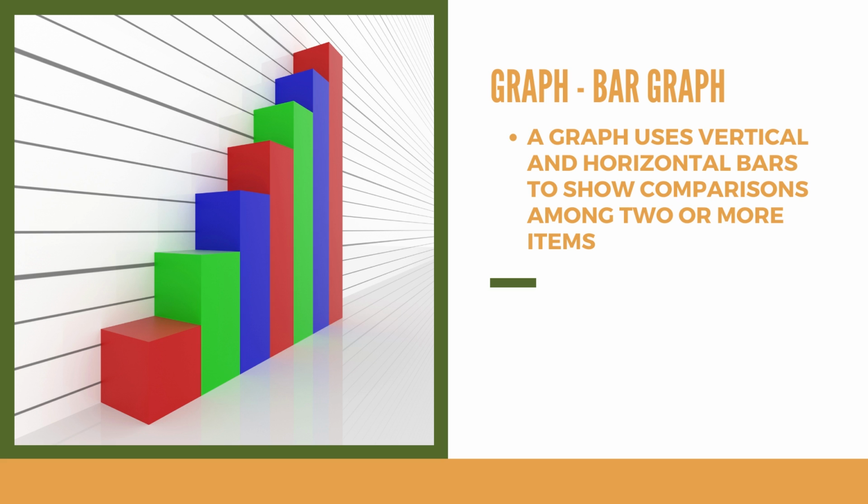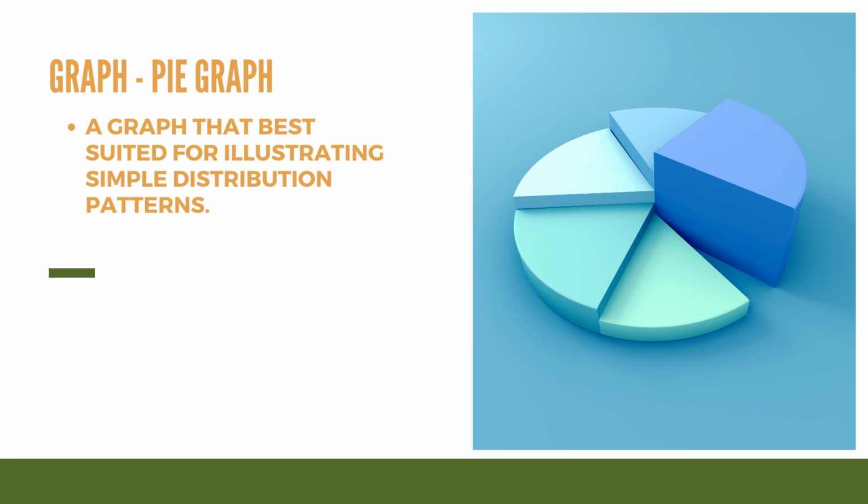The bar graph is a particularly good way to show comparisons among two or more items. It also has the advantage of being easy to understand, even by people who have no background in reading graphs. The pie graph is best suited for illustrating simple distribution patterns. Because a pie graph is used to dramatize relationships among the parts of a whole, you should keep the number of different segments in the graph as small as possible. A pie graph should ideally have from 2 to 5 segments. Under no circumstances should it have more than 8.